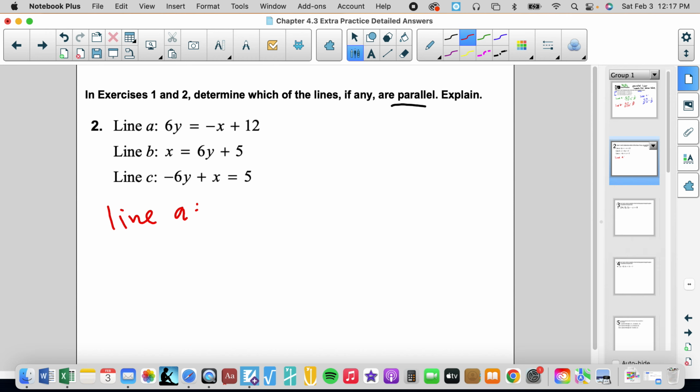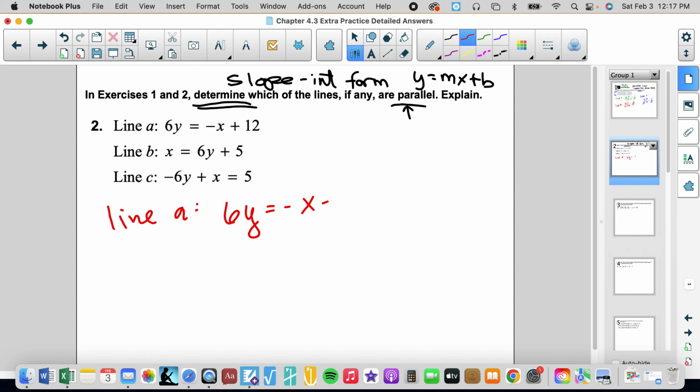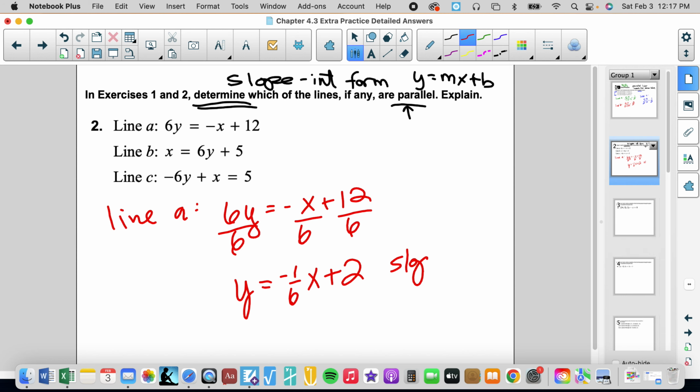So we're going to change all of these into slope-intercept form, because that'll be the easiest way to pull the slope, because that is what determines whether a line is parallel or perpendicular. So moving into slope-intercept form, or y equals mx plus b, is going to be our most efficient way. So we're going to take 6y equals negative x plus 12. We're going to divide everything by 6. Remember, we have to do all of the terms. That's going to be -1/6x plus 2. So my slope is equal to -1/6 for line A.